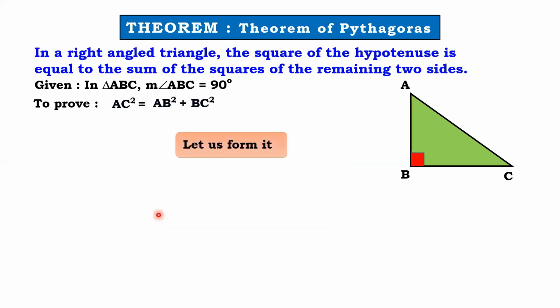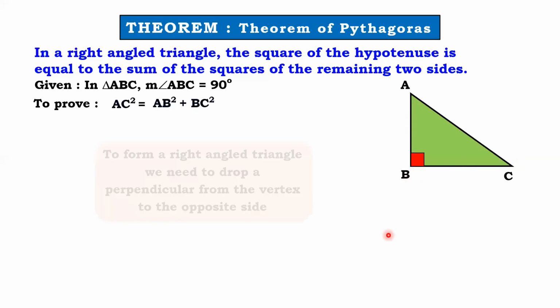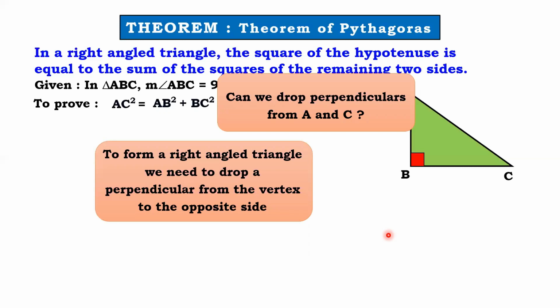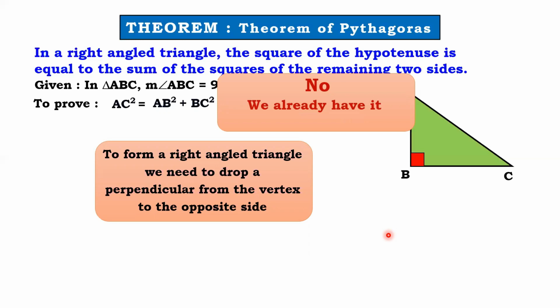So let us form it. अभी कैसे परपेंडिकुलर ड्रॉ करें? So students, from vertex A, if we draw a perpendicular, it is already drawn AB, and from C there is already one perpendicular drawn CB. So from A and C, you cannot draw perpendiculars, because we already have them.